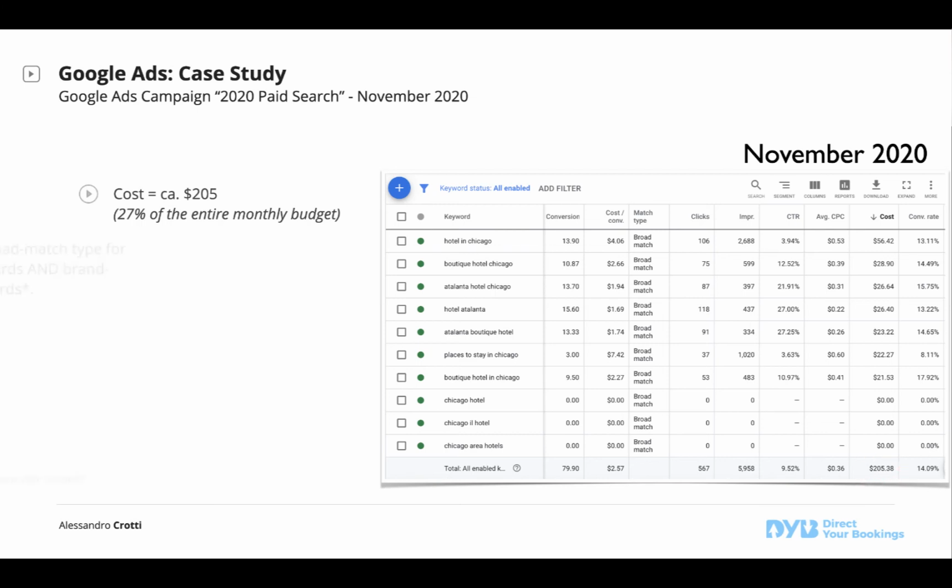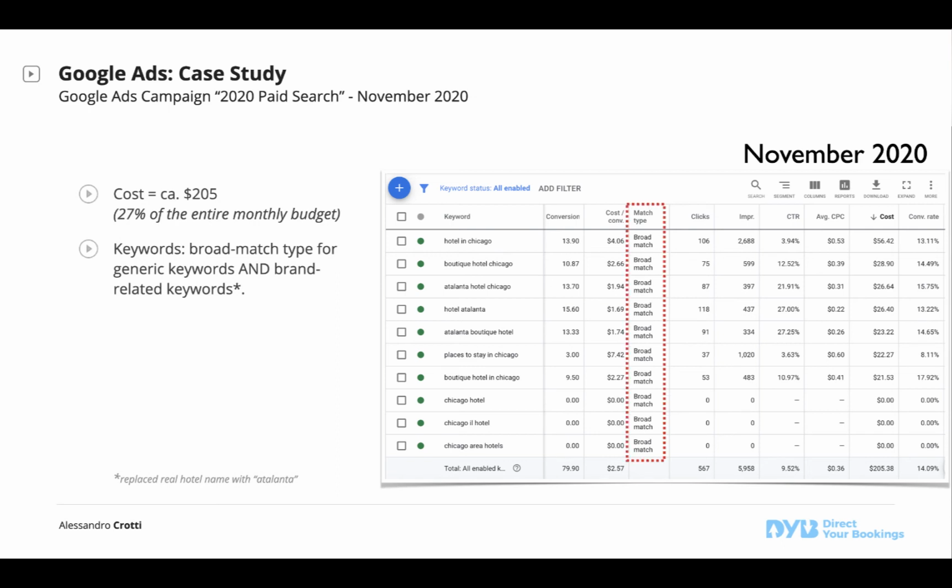The most important thing, like I said, though, is about the keywords. I replaced the real hotel name. They're still in broad match, but if you look into the keywords, they're no longer just generic keywords like hotel in Chicago or boutique hotel Chicago. For example, the third line is the brand name. So hotel Chicago with the brand name, hotel brand, brand name boutique hotel. That's all included in this campaign as well. Still broad match, so let's do the same as before.